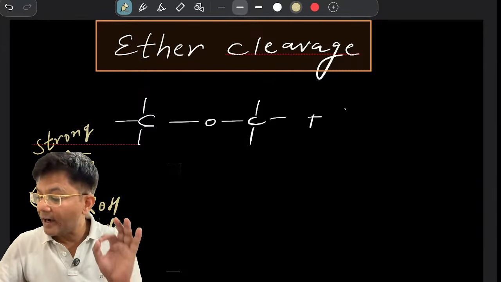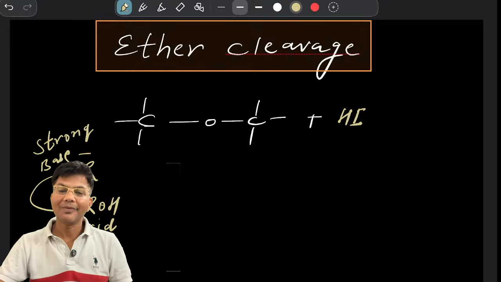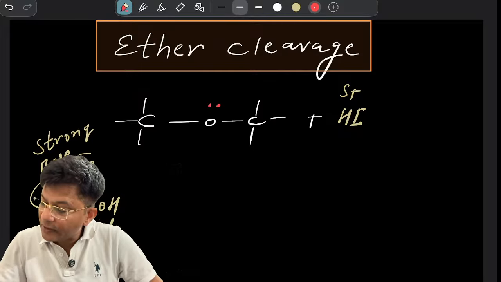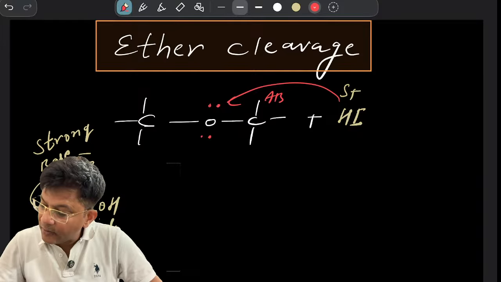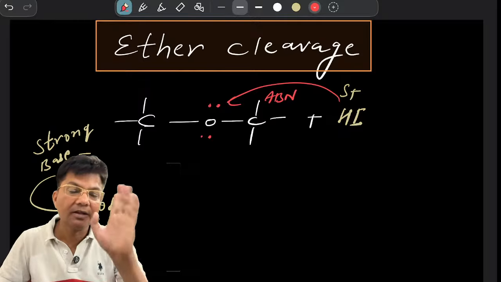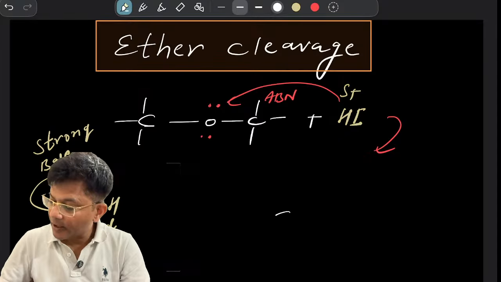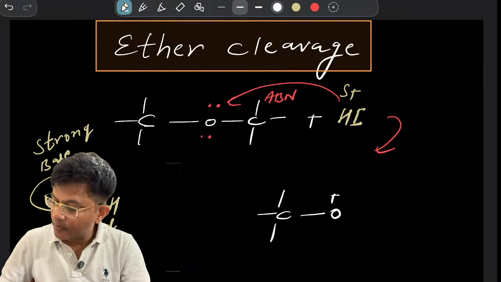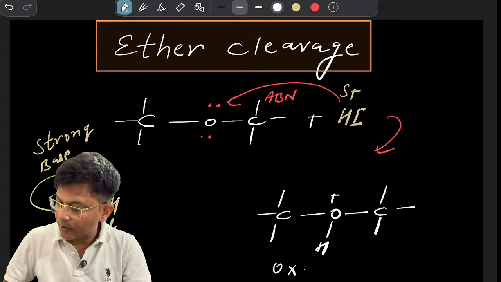So whenever you add a very strong acid like HI or HBr, H plus will attack the lone pair of oxygen through acid base neutralization. Remember that, through acid base neutralization. This part I started this chapter from here only. Now due to acid base neutralization, what will you get? You will get protonated alcohol. Do you remember? Oxonium ion. You will get oxonium ion.